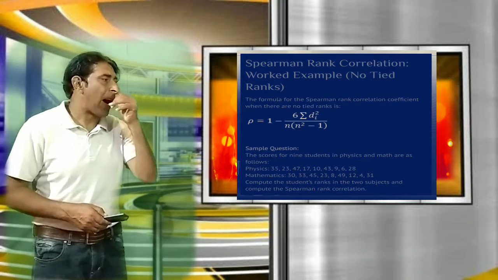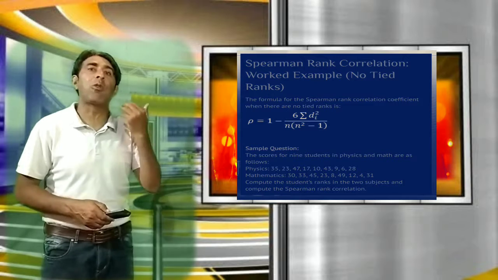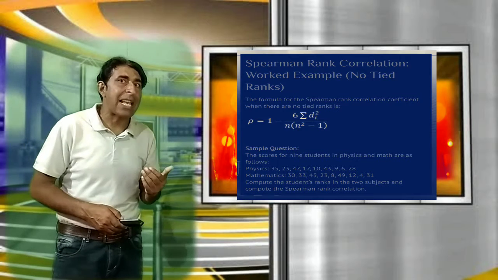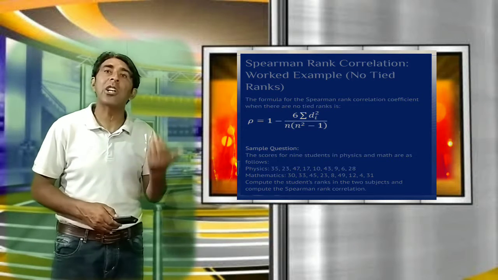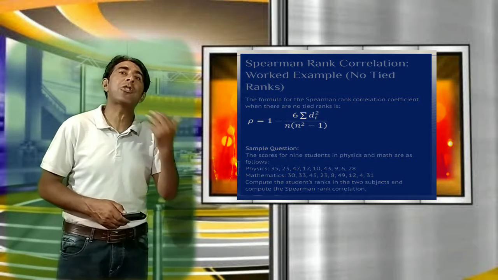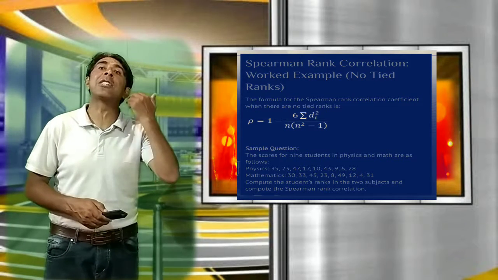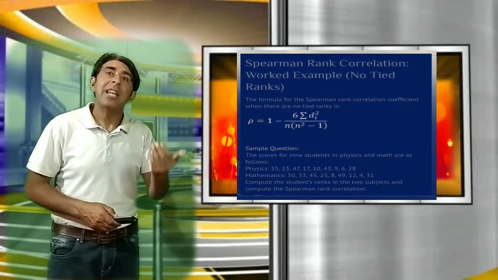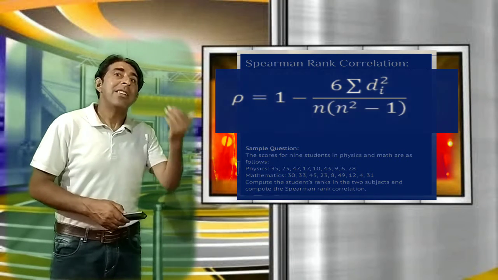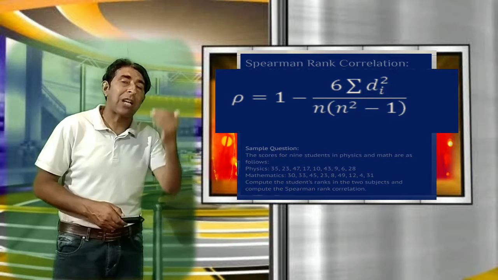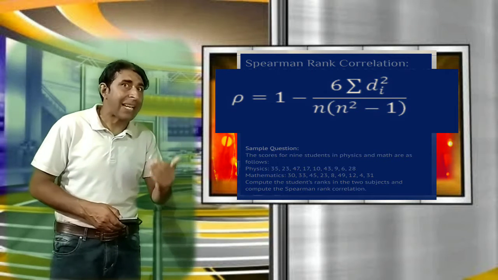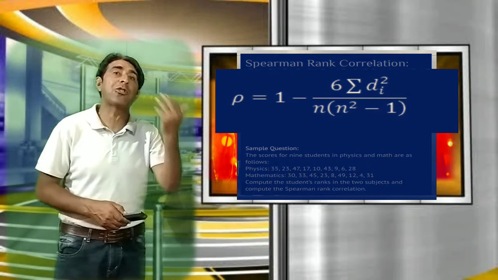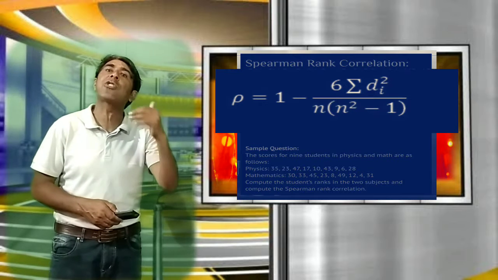See here, we have a formula to calculate Charles Spearman's rank correlation. The formula is: rank correlation rs is equal to 1 minus 6 sigma d square divided by n into n square minus 1. Which means we have to calculate the differences between the ranks and square those differences, that is d square, then add up those values, that is summation of d square, divided by n into n square minus 1.